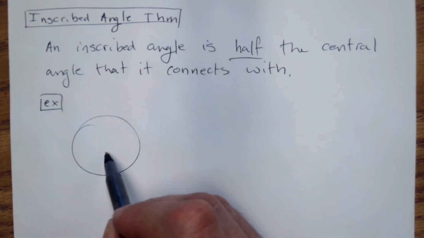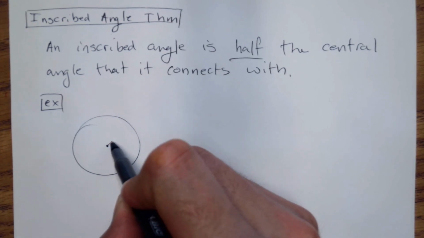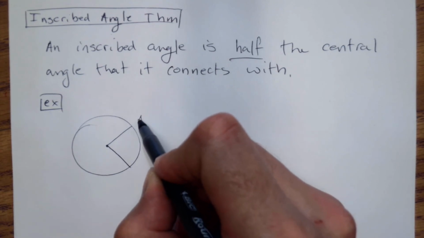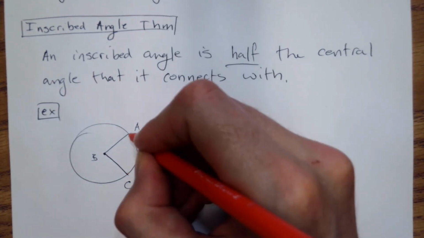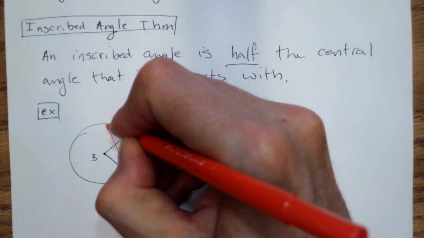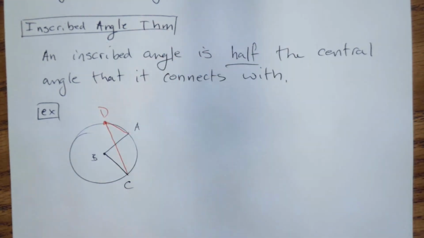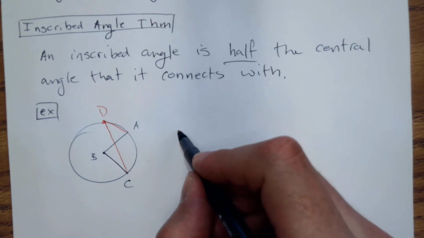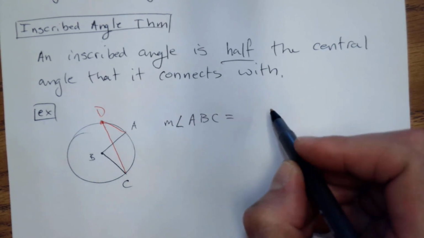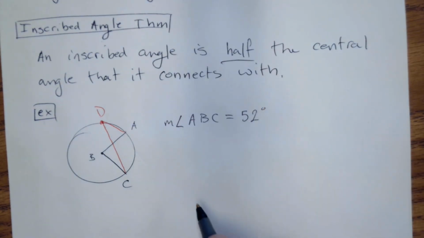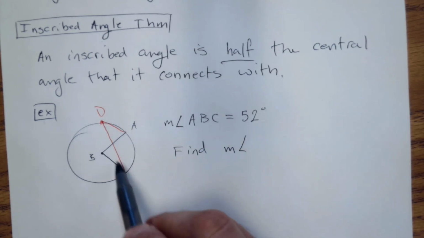So, circle. Oh, this is a pretty good circle. I'm going to label this A, B, C. I'm going to label this D. And then I'm going to say the measure of angle ABC is 52 degrees. Find the measure of angle ADC.